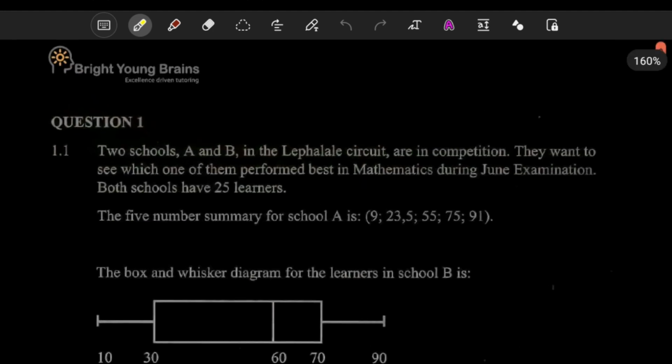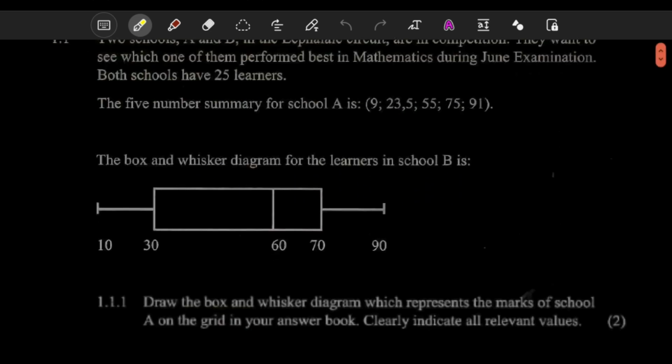So with your Paper 2, it says here: 2 schools, A and B, in the Lephalale circuit are in competition. They want to see which one of them performed best in mathematics during the June examinations. Both schools have 25 learners. The 5-number summary of school A is given, and the box and whisker diagram for the learners in school B is given.